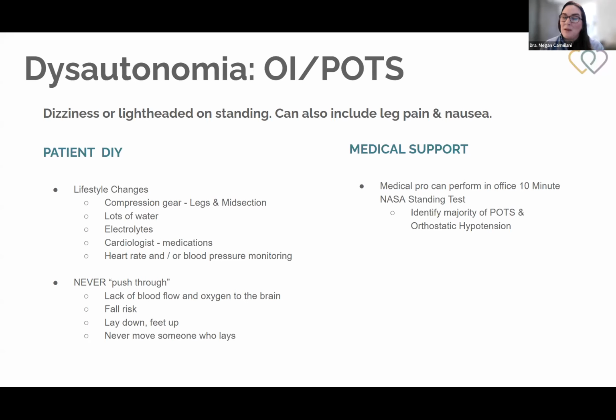And most people are on waiting lists for like 1.5 years, 2 years to get a tilt table in some places. So telling people to push through, you're risking a potential fall risk, because I have dysautonomia myself, I have POTS. The lack of flow and oxygen to the brain, doctors need to be aware of that and what they're actually telling patients.